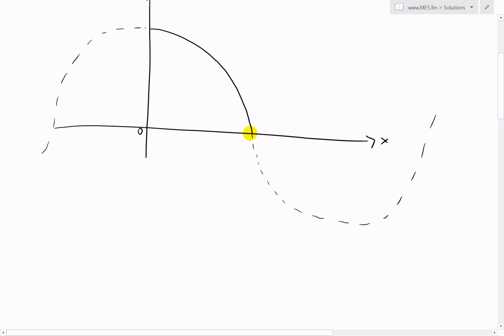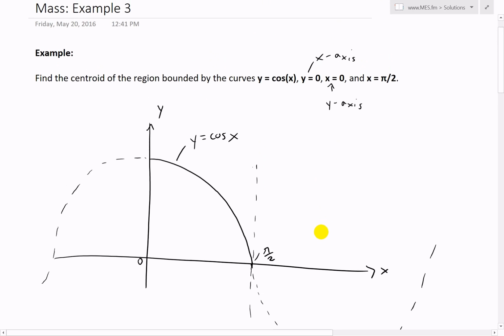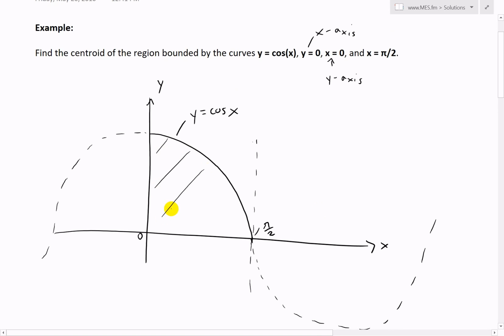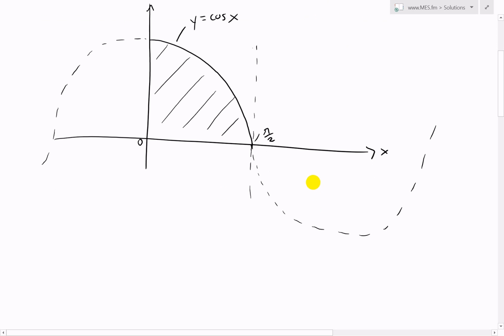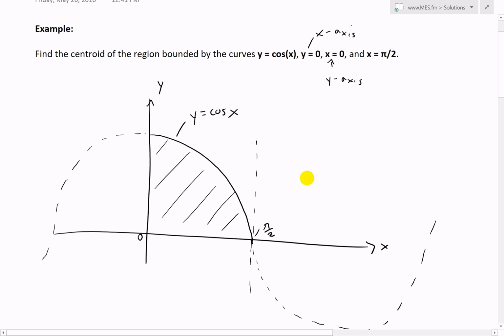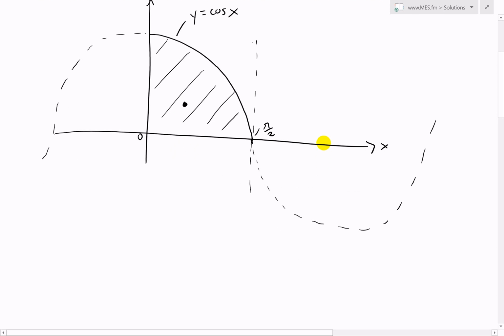Let's erase that. And this vertical line is our pi over 2. So basically, this curve is y equals cosine of x. The centroid we're trying to find is of this region bounded by the x and y axis, and this point from 0 to pi over 2. From what I showed in my earlier videos on moments and centers of mass, you could tell roughly by the shape that the center would be somewhere around there, I would assume. But anyways, now let's try to solve this.